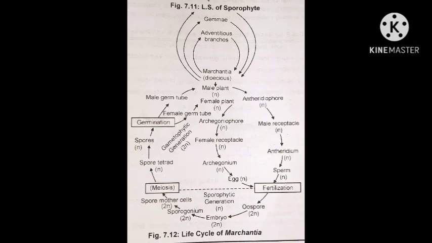Then fertilization takes place. The product of fertilization is the oospore that gets converted into the embryo. That embryo later grows as a sporophyte. The sporophyte has different parts, and it contains the spore mother cells in the capsule that undergo meiosis, and haploid spores are produced for growing the next generation of the Marchantia plant. In this way, Marchantia completes its life cycle.